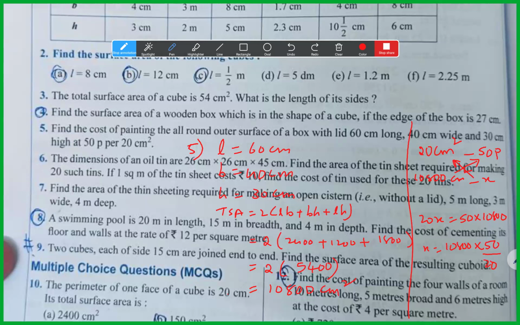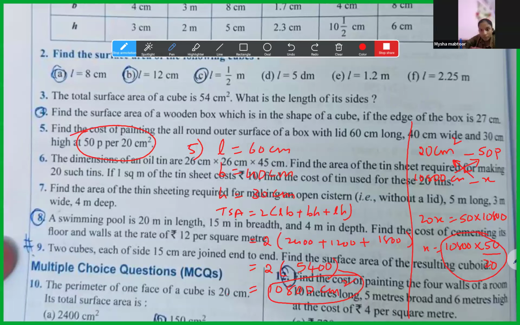Some teachers will directly do this in class: whatever area we get here, they'll multiply it with 50 by 20 directly. That is how we get it. 50 by 20 is actually the cost of 1 centimeter square. Sir, why didn't we take 20 by 50 here? Yes, Maisha, where? Sir, why didn't we take 20 and 50?